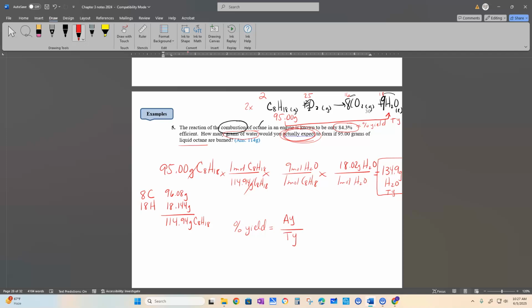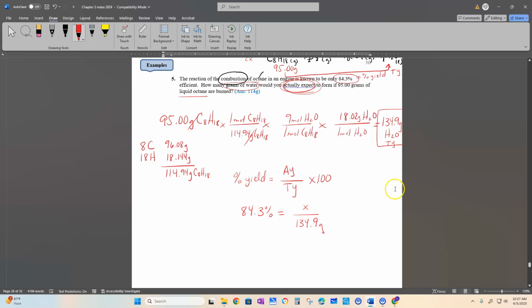But what students forget is we actually have the answer, and we know theoretical, I should have got 134.9 grams. So I'm going to call that X. But you forgot part of the equation. It's also times 100. Okay?